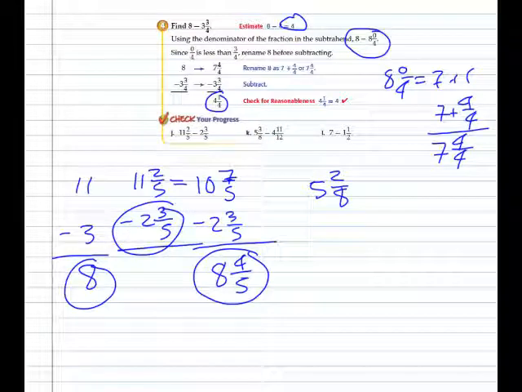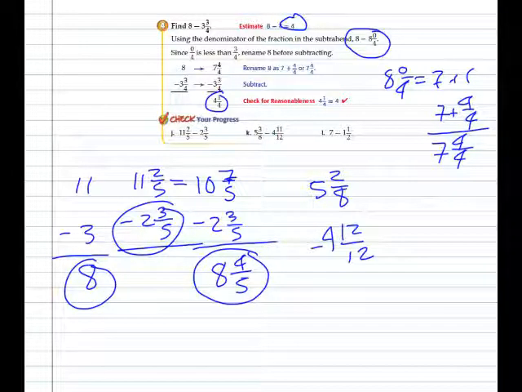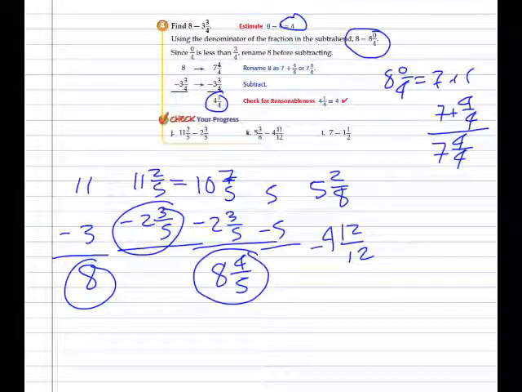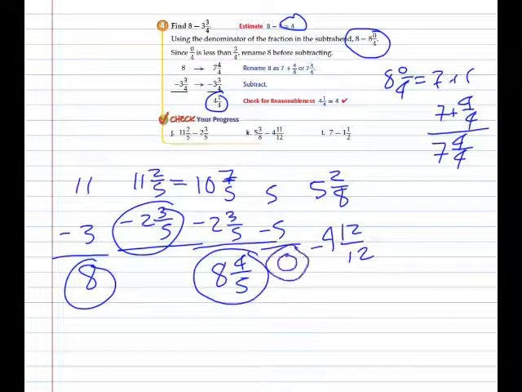Example K, 5 and 3/8 minus 4 and 11/12 should be 5 minus 5, which is 0 for an estimate. What that really means is I expect a really small fraction for this one.